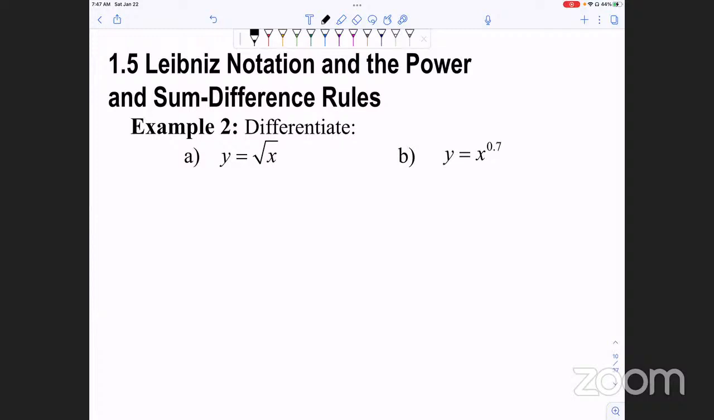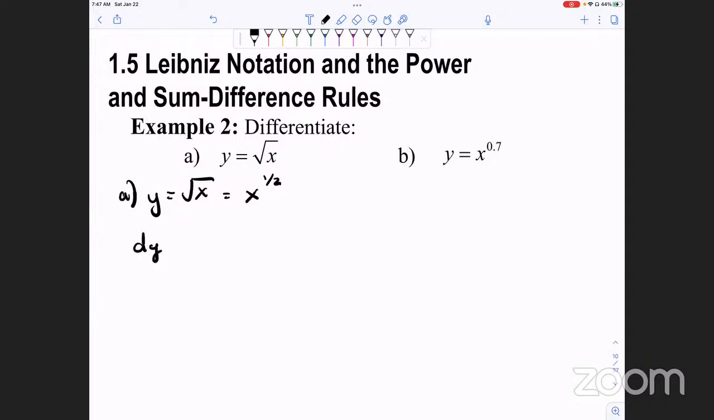So here we're going to differentiate. Let's start with part A. We have y equals the square root of x. So far we've been doing the power rule, and here we have a radical. So how can we apply the power rule to this? Well, we can rewrite this radical as a power. So this is going to be the same as x to the power of a half.